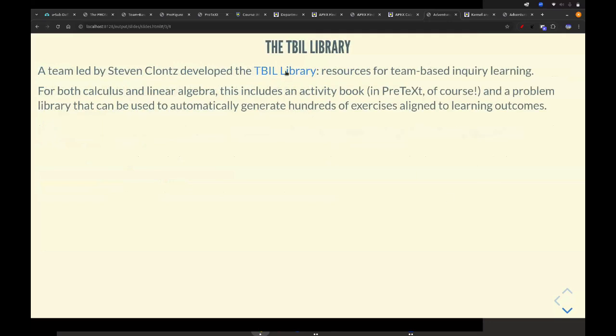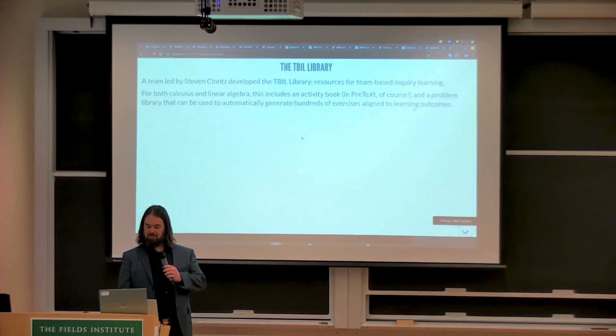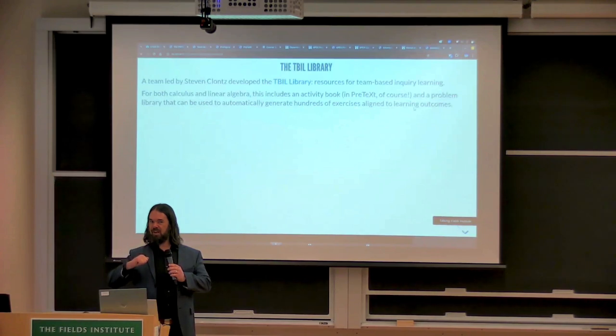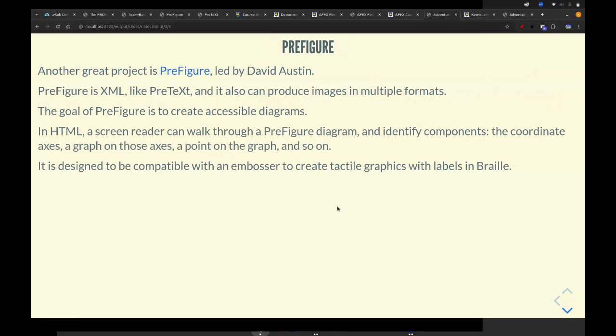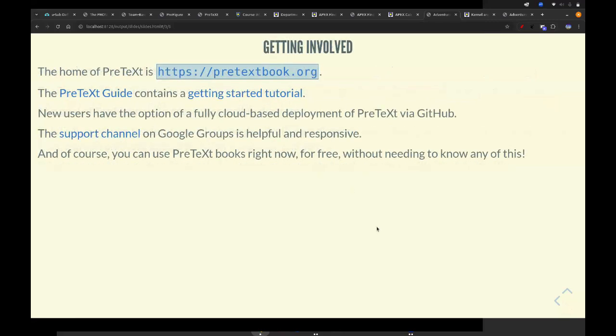Some people do this team-based inquiry learning. I'm just going to skip past this because I'm almost out of time. They made this like library. If you're doing like mastery-based grading or standards-based grading and you're worried about, I need to generate like 50 questions that are all targeted at this one learning outcome, they have an online thing that does that for you. You pick the learning outcome, you say how many versions you want, and you go. Anyway, there's also work on Braille figures called Prefigure, which is pretty good.